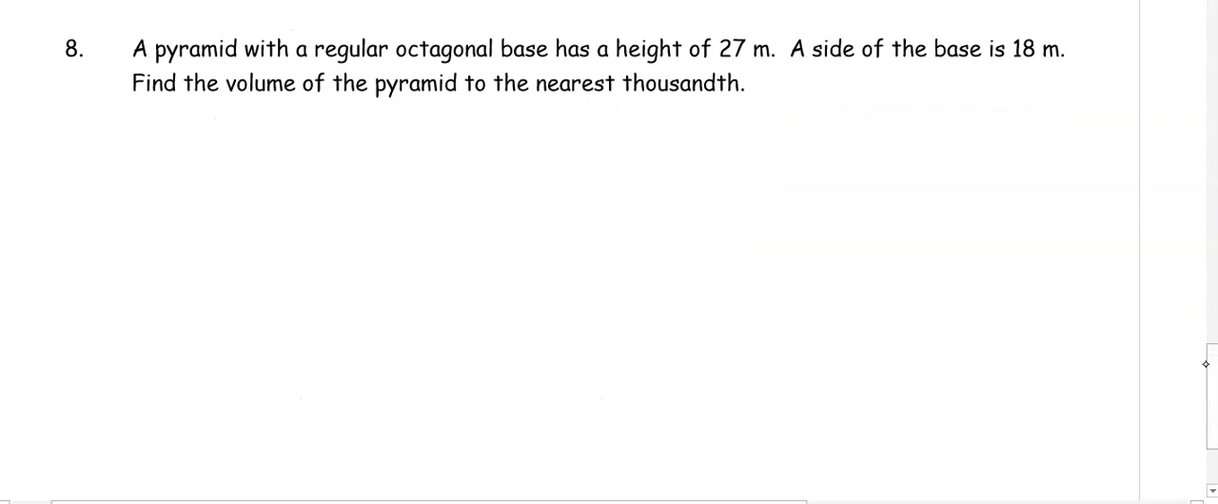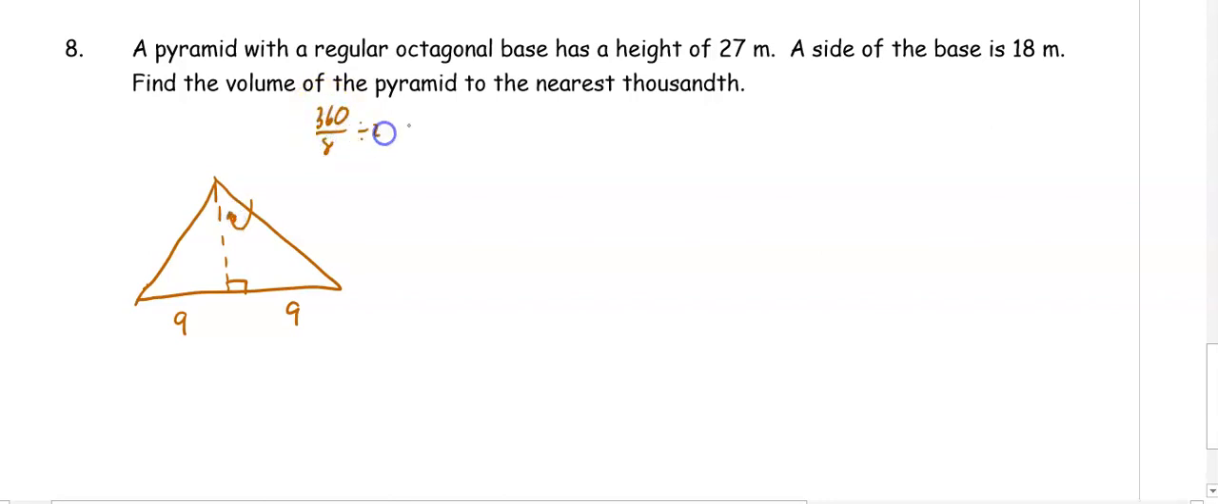In number 8, a pyramid with a regular octagonal base has a height of 27. A side of the base is 18. Find the volume of the pyramid to the nearest thousandth. So in number 8, we're going to draw our triangle to represent part of the octagon. So if the octagon has a side of 18, when we draw our apothem, that's going to split the side into 9 and 9. In an octagon, when we divide 360 divided by 8 sides divided by 2, we get that top angle is 22.5 degrees.